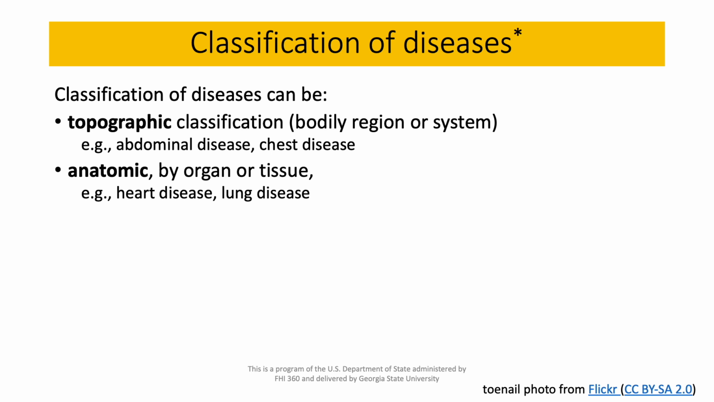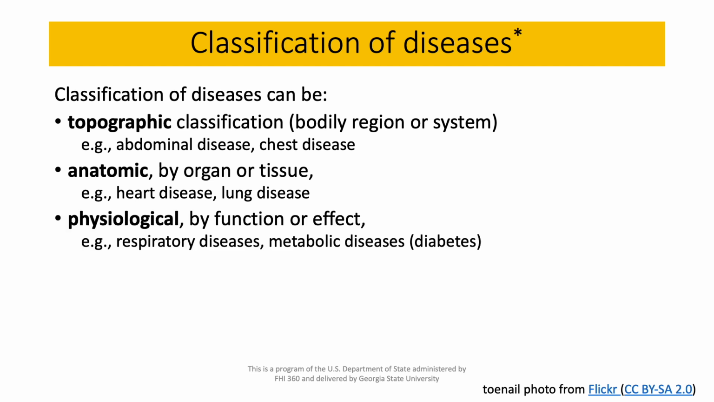You can have an anatomic classification, which is the classification by organ or tissue. For example, you have heart disease or lung disease. Another type of classification is the physiological classification, which is by function or effect. You have respiratory disease or metabolic disease, such as diabetes, for example.